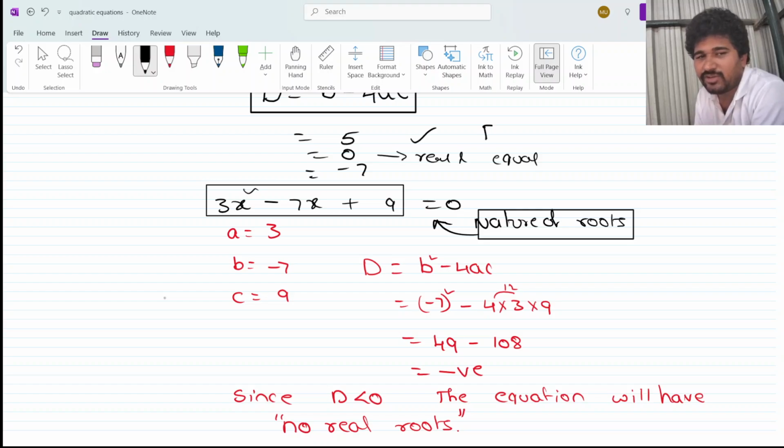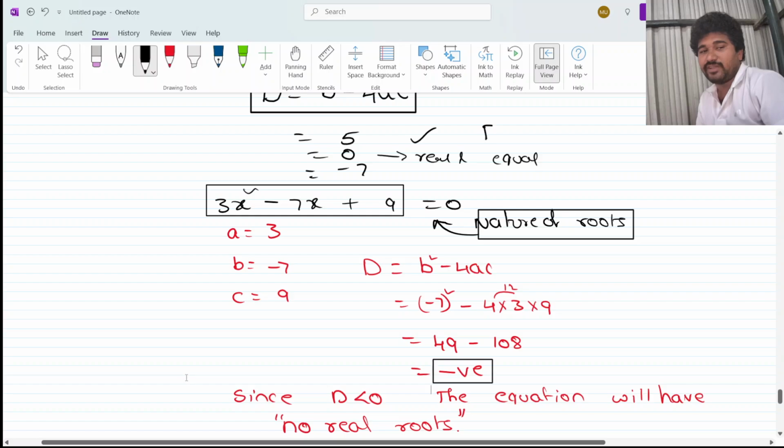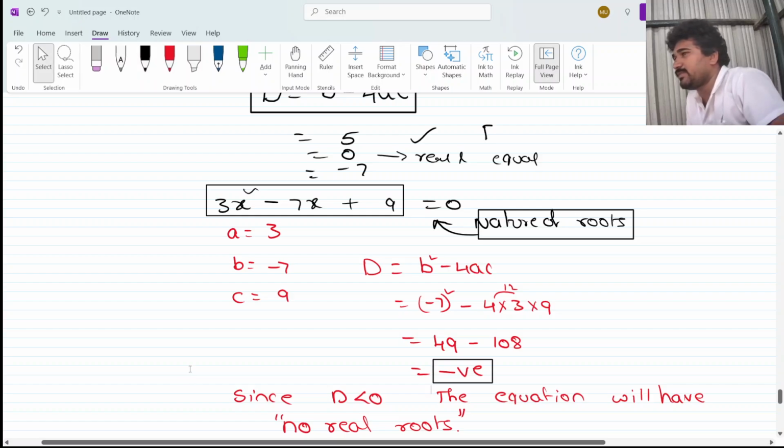First of all, you have to check its discriminant. If it comes negative, what will you tell? No, no, no, it doesn't have any real roots. Leave it then. Clear? After checking that, only then you have to check. First of all, you have to check for the discriminant if it is a quadratic equation.